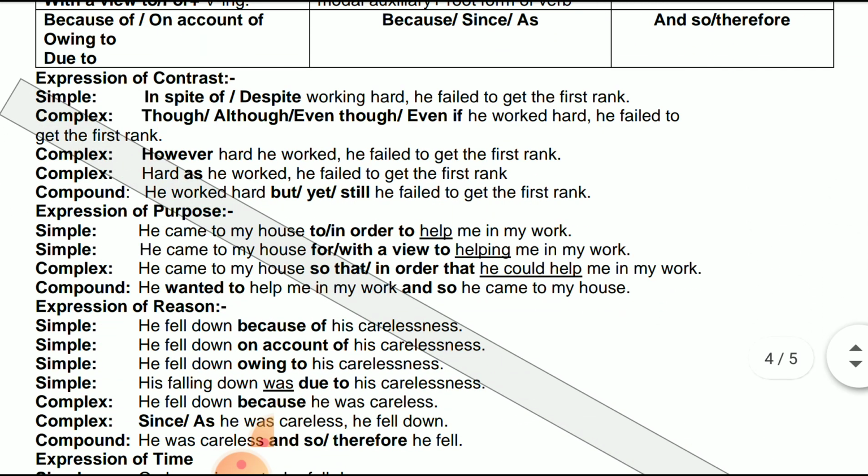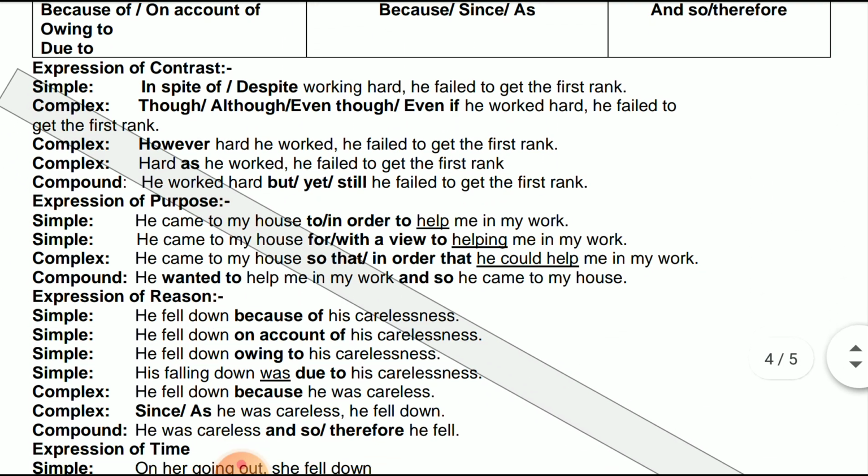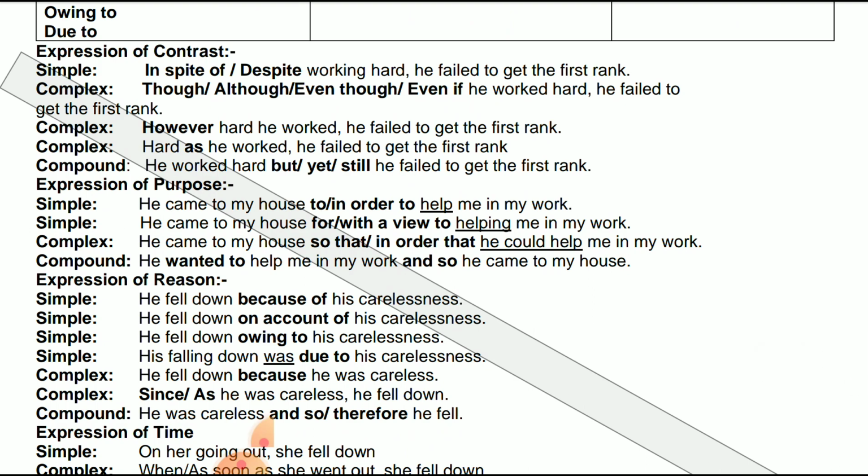So here we will write that he came to my house. Instead of for, with a view to, in order to, we write so that or in order that, plus he, that is subject, could, that is modal auxiliary, and help is the root form of the verb, and the remaining part of the sentence remains as it is. Then to make it a compound sentence, the sentence structure is given over here: want or wanted to, plus and so. So he wanted to help me in my work, and so he came to my house.